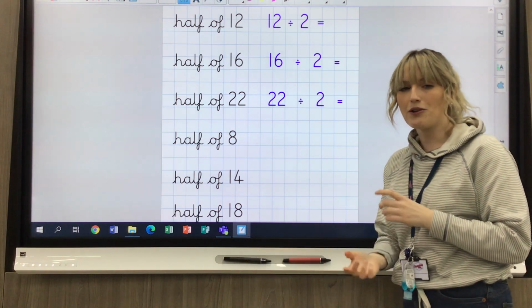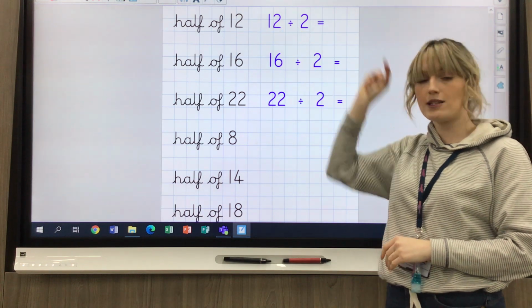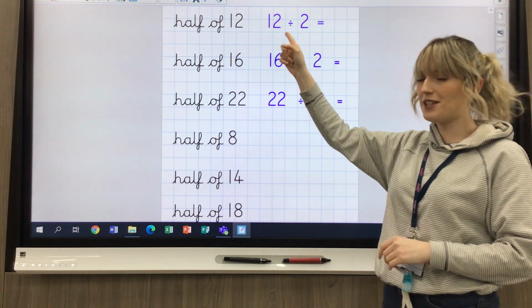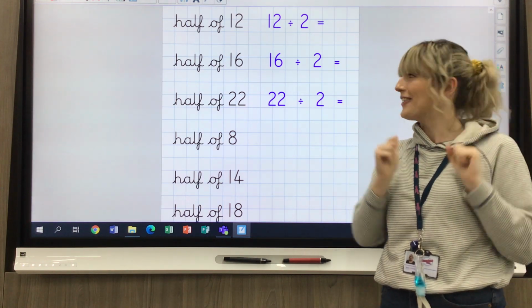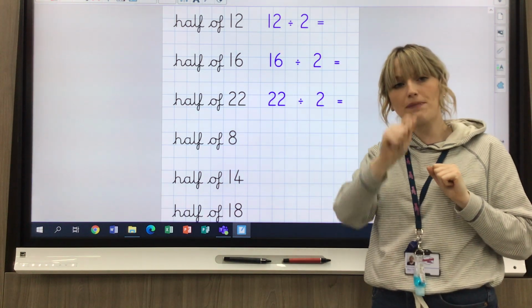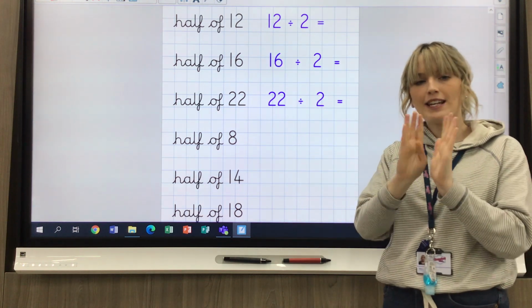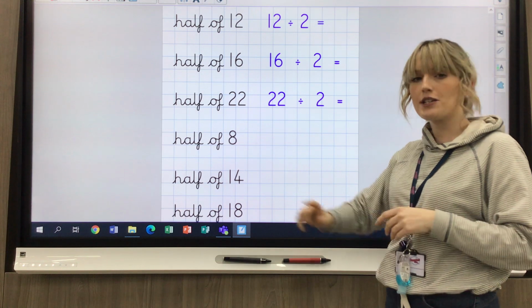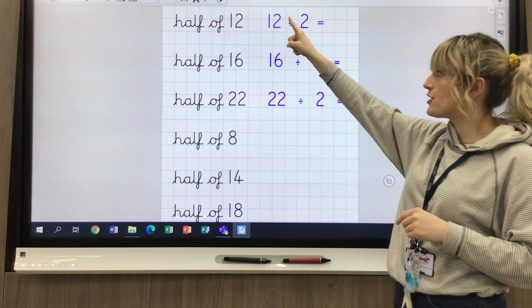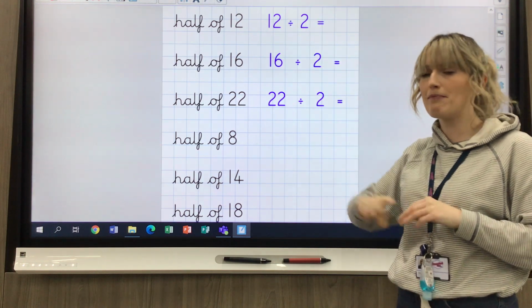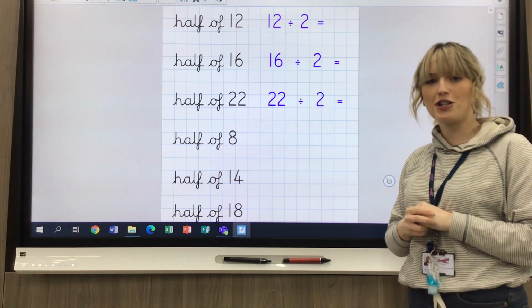I also want you to work out the answer. So you can either count in 2s until you get to your number. So count in 2s until you get to 12: 2, 4, 6, 8, 10, 12. Or you can draw some pictures like I did and share out the number equally into 2 equal parts. So I'd like to see you writing half of 12 equals, and then 12 divided by 2 equals. And remember, the answer for each one should be the same. So there are 6 of them for you to do in total.